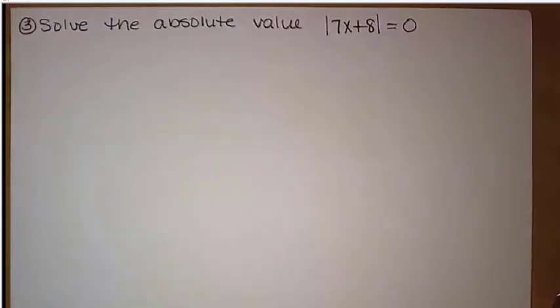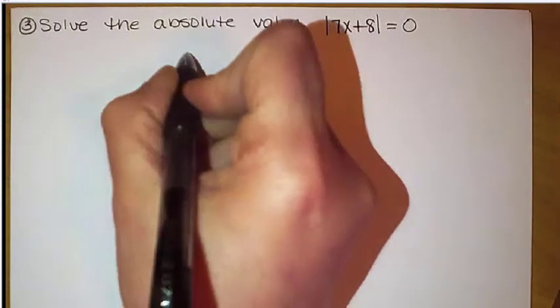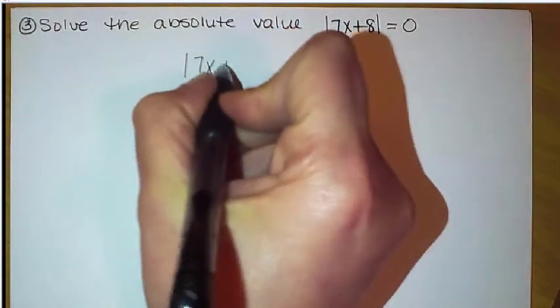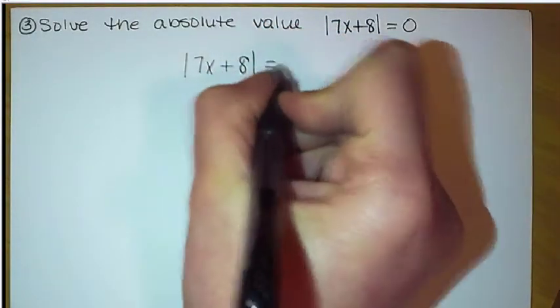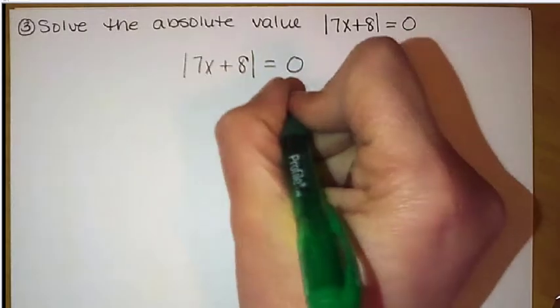Okay, so for our next example, we are solving the absolute value of 7x plus 8 equal to 0. And hopefully you noticed right off the bat that our absolute value is already on the left-hand side all by itself. The constant in this case, which is 0, is on the right-hand side all by itself. But what I do want you to notice is that we are equal to 0.